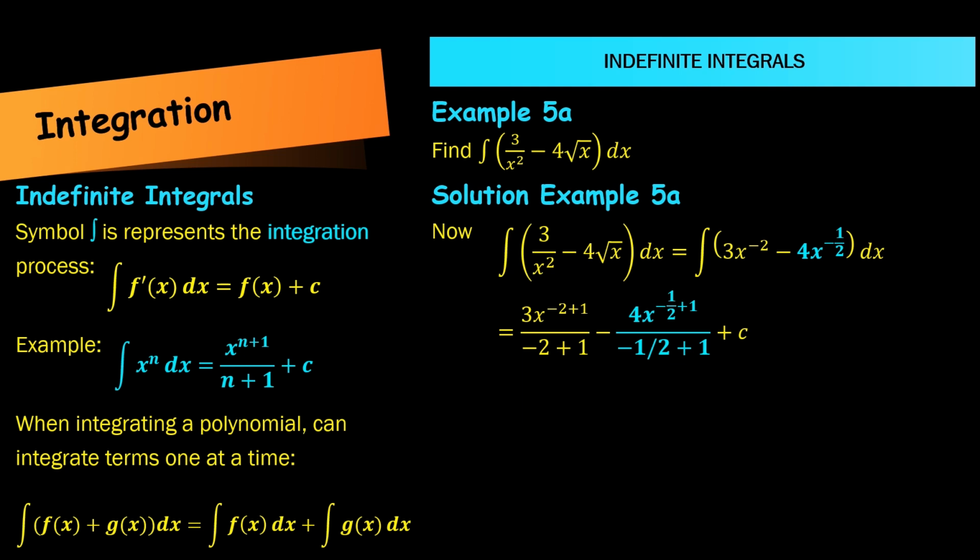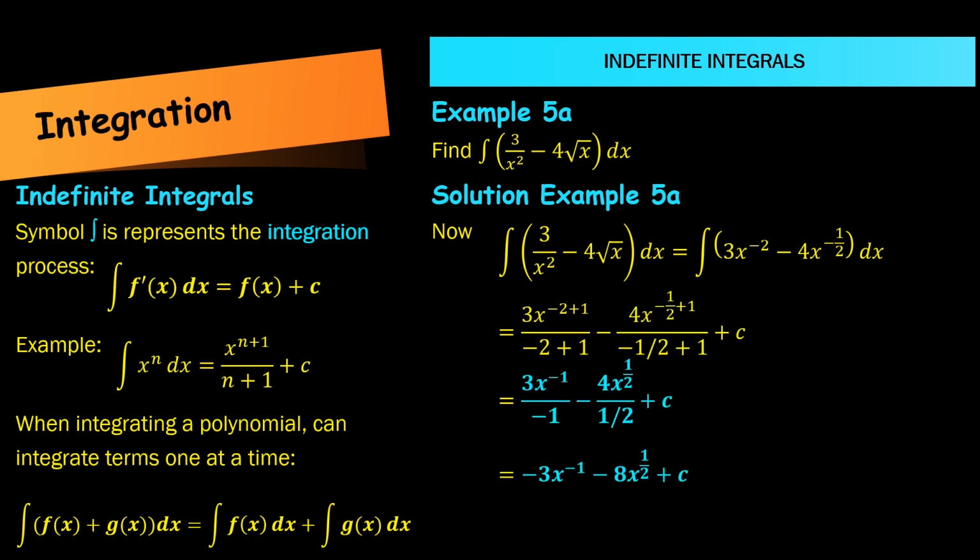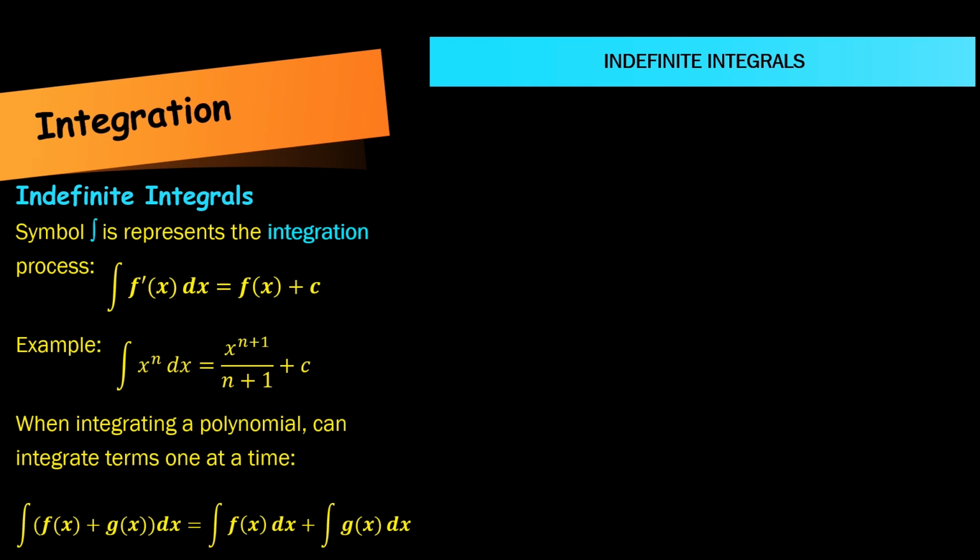And tidying up, and tidying up some more, gives us minus 3x to the minus 1 minus 8x to the half plus c. And now for example 5b. Find the integral shown on your screen. Let's solve this.